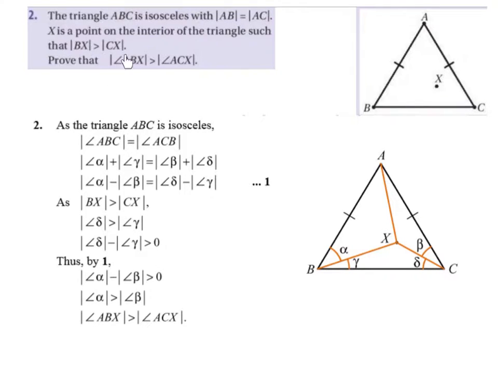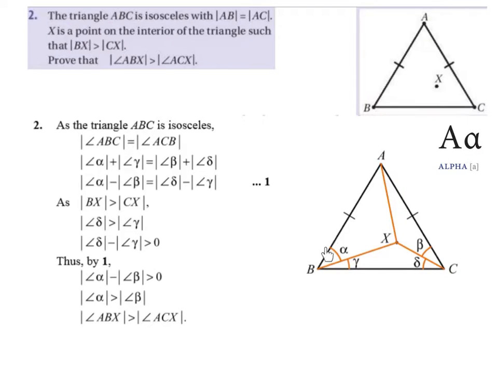Prove that the angle ABX, this angle, is greater than the angle ACX. If we were to draw in the lines joining B to X, X to C, and A to X, we can clearly see that this angle ABX is greater than angle ACX, but we have to prove it.